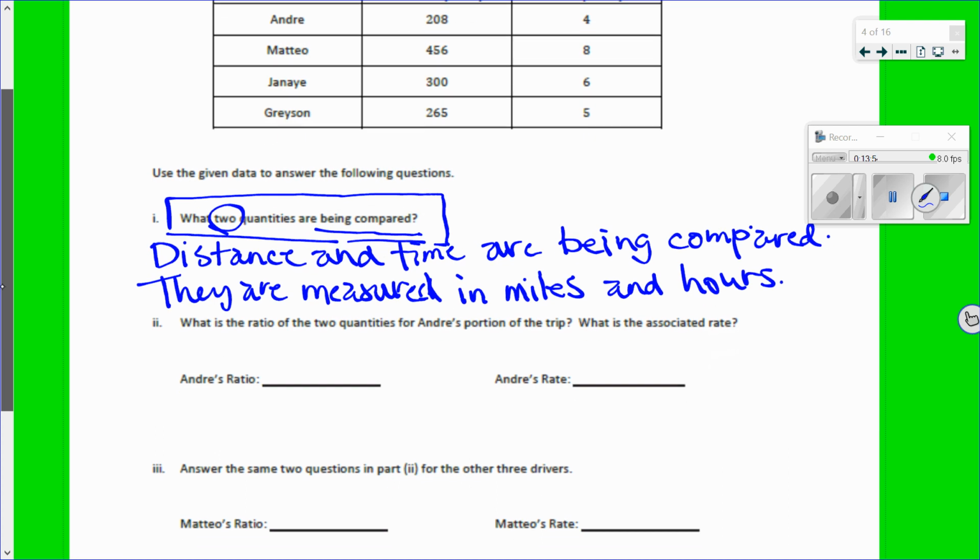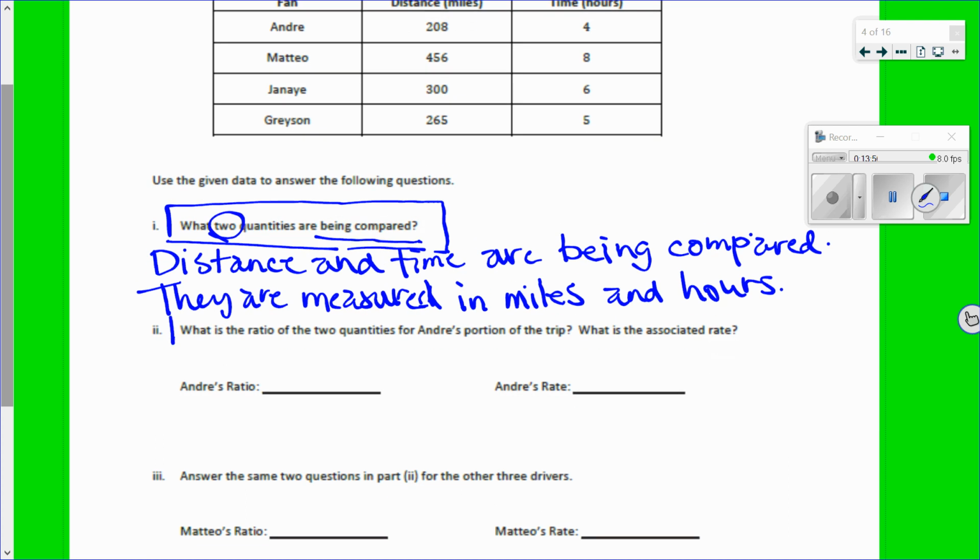Okay. What is the ratio of the 2 quantities for Andre's portion of the trip? Then it asks, what is the associated rate? So first we need to give the ratio, guys, and then the rate. Okay? The ratio is what we've been doing. So here's Andre, and here are my 2 pieces of data.